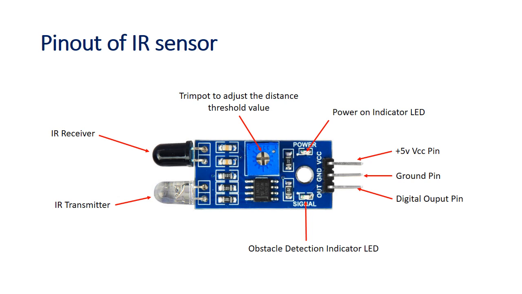On this IR module, there are 2 indicators. One is a power on indicator and the second one is an obstacle detection indicator. This white LED is the IR transmitter, and this black one is the IR receiver. There is one port on the IR module. With the help of this port, we can adjust the distance threshold value, so at what distance an obstacle should be detected. This range can be set with the help of this port.